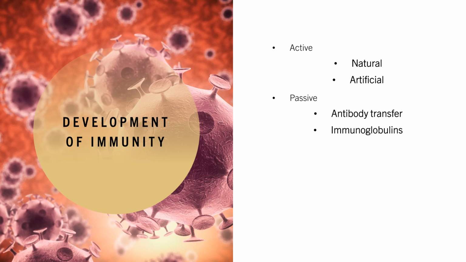And immunoglobulins is also a type of passive immunity, and that's basically immunoglobulins produce some temporary protection after we've been exposed to certain diseases like rabies or chickenpox or, yeah, that's all I can think of right now.